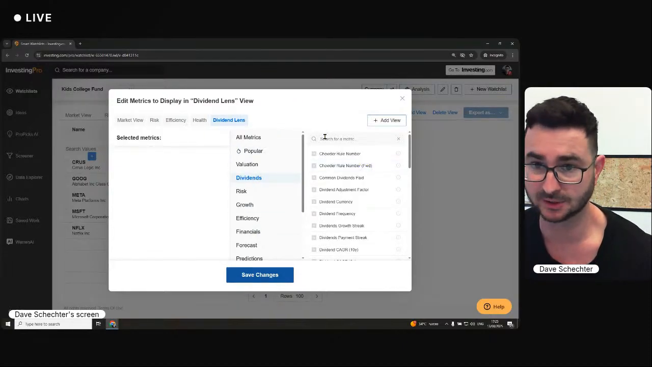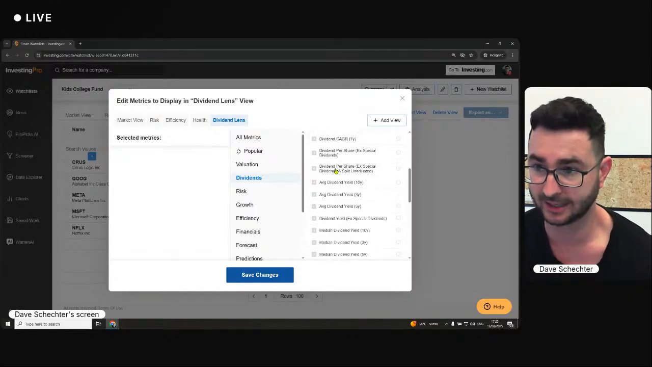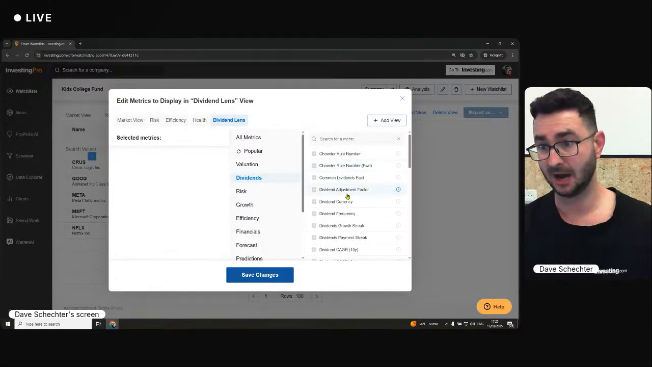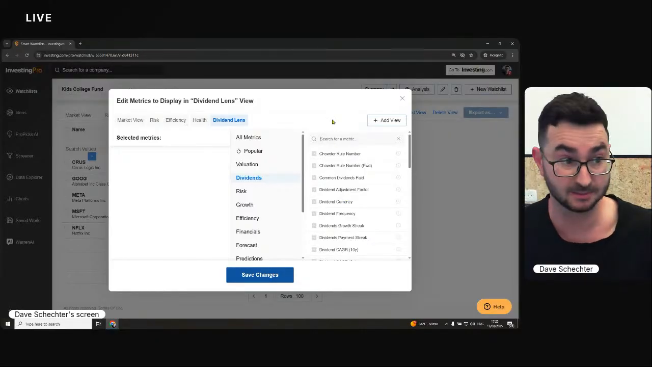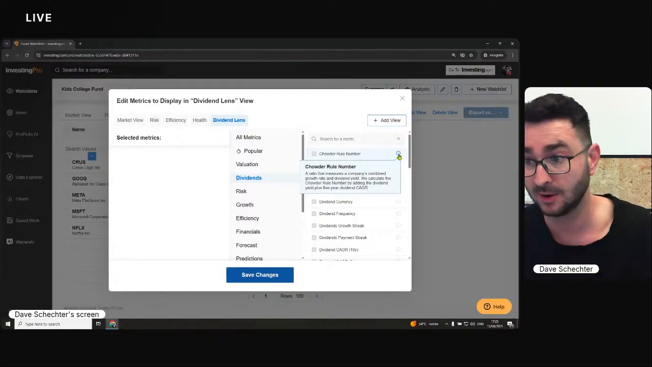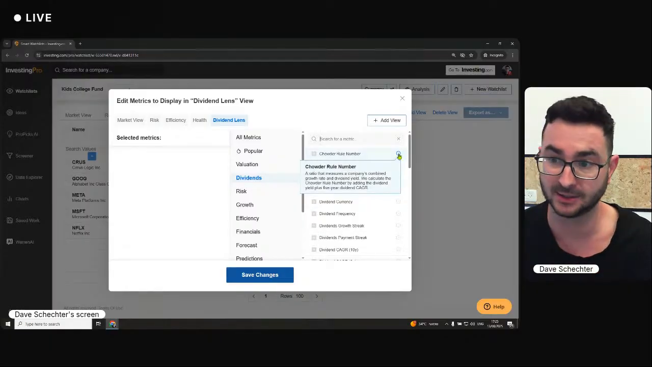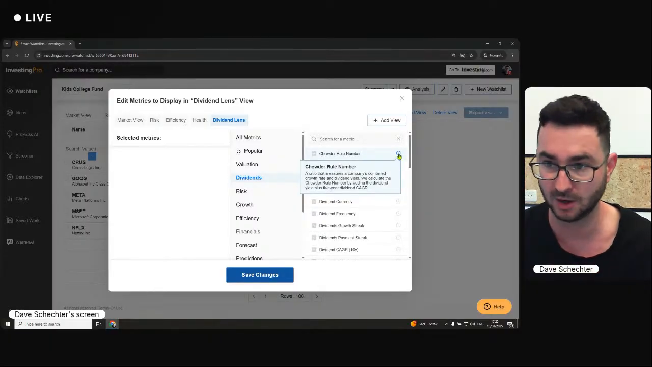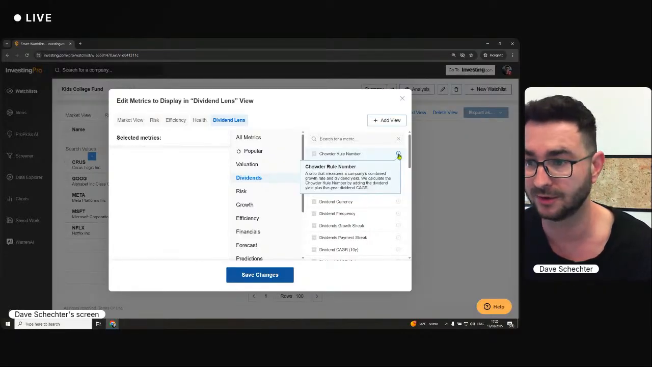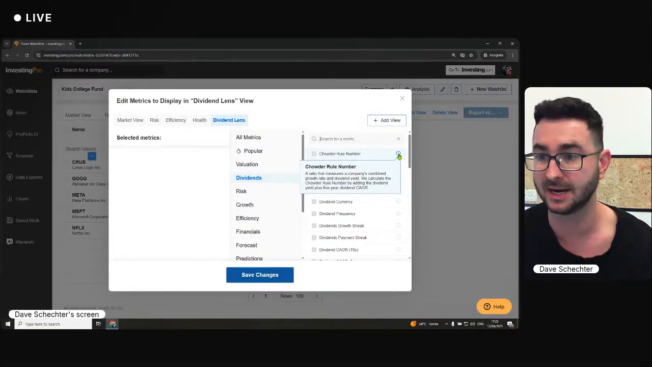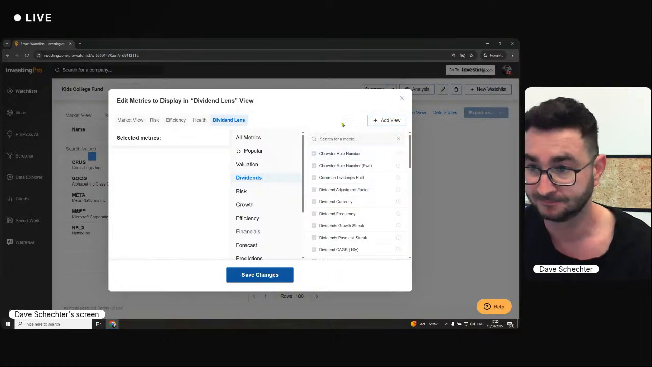I can choose to search for any metric that I want, or I can select it from the list. There's a lot of information to select from here, and some of this I surely don't know what these metrics are. So if I don't know, there's an information icon that you can hover over that will tell you exactly what any particular metric is. So for example, here's what a Chowder rule number is. It's a ratio that measures a company's combined growth rate and dividend yield.